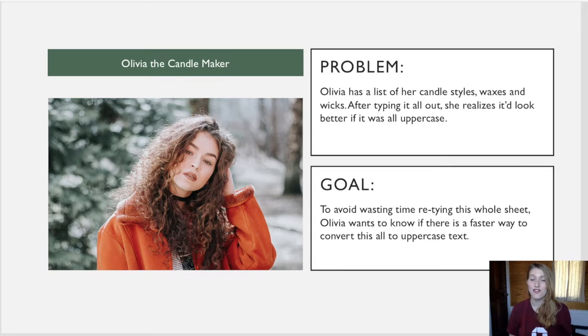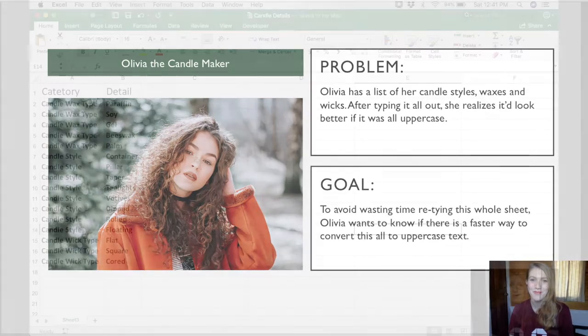Now Olivia has a list of her candle styles, waxes, and wicks. She just typed it all out and then realized it would look better if it was all in uppercase. Now to stop her from wasting her time rewriting the entire sheet, Olivia wants to know if there's a faster way to convert everything to uppercase. Let's see if we can help.